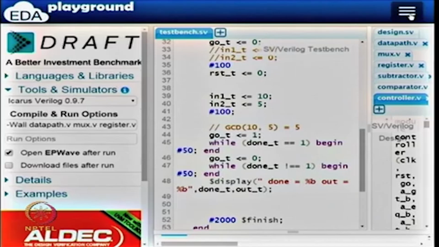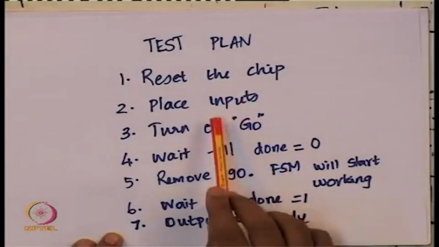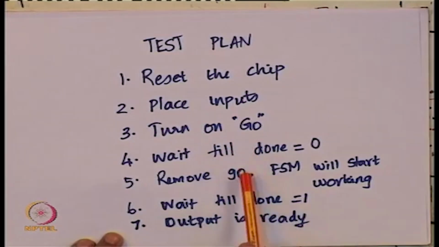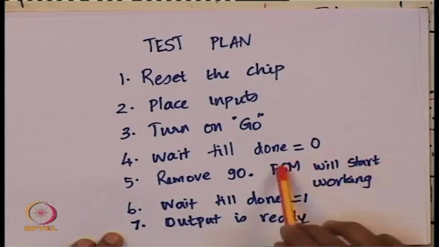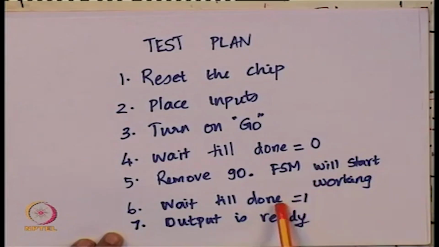Again, let us review the plan. Reset the chip, place the inputs, turn on go, wait till done becomes 0, because if done is not equal to 0 there is something wrong, right. Once done becomes 0 you remove the go signal, and the FSM will actually start working. Then we wait till done equals 1, because at this point the state machine is working. When you come out of that, the output is ready and we can print it or view it.